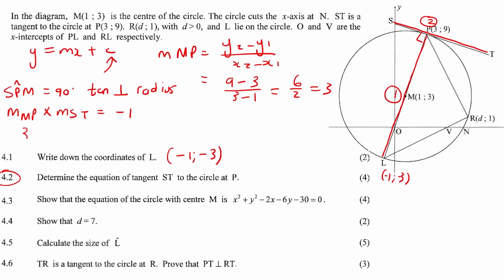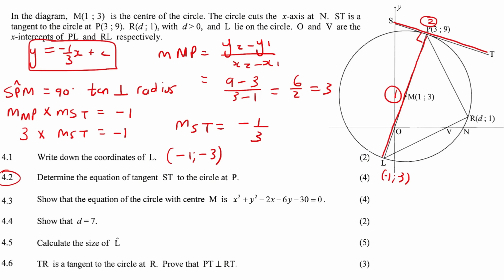So we can then go fill this in as 3 times the gradient of ST equals negative 1. If you then get the gradient of ST alone, you're going to end up dividing by 3, and you're going to get negative a third. So now we have the gradient of the tangent. We can go fill that in as negative a third. Okay, so now we're busy on this line over here. So now we can plug any point on that line, which is that one over there. So we can plug in the 9 as the y, 3 as the x.